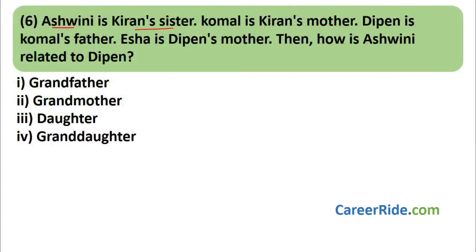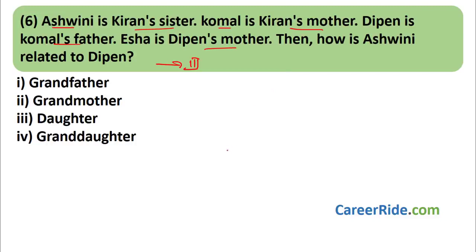Ashwini is Kiran's sister. Komal is Kiran's mother. Dipen is Komal's father. Isha is Dipen's mother. Then how is Ashwini related to Dipen? Now this is a third category sum. Only sentences are given in a straight line, and there is only one question. So let us see how to solve it, very easy.